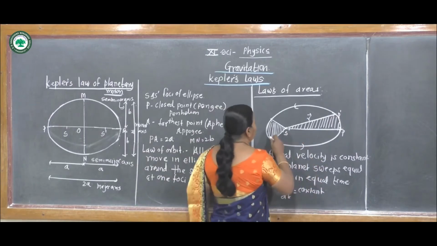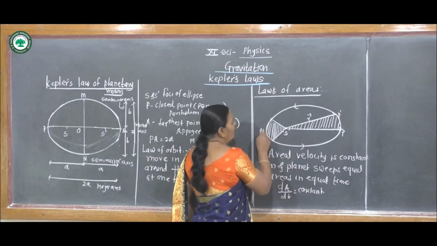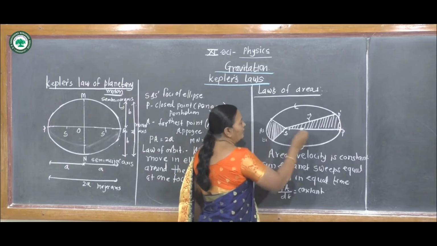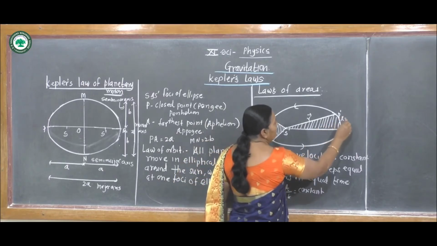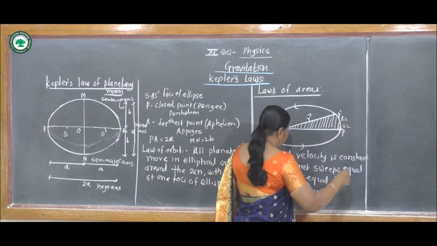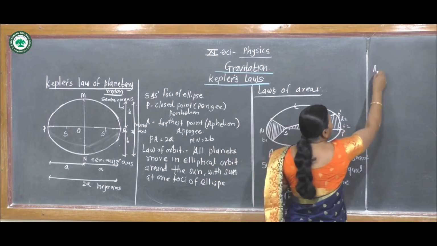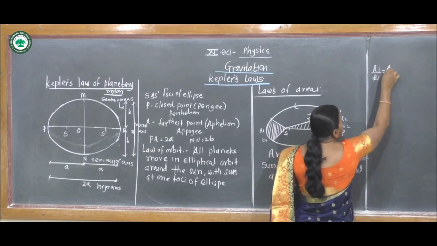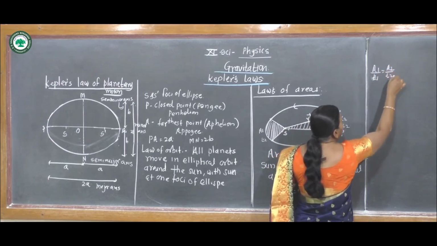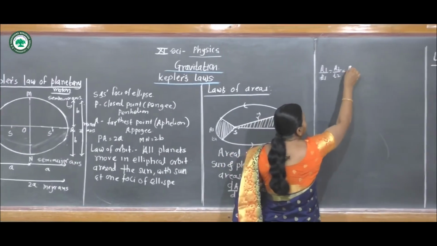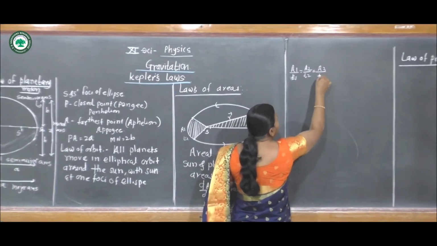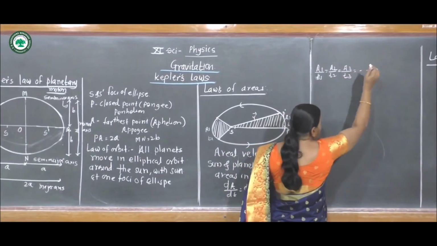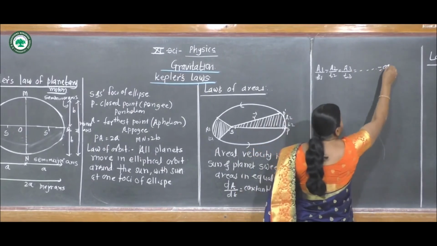Suppose the area here is A1 and the time is t1, and the area here is A2 and the time is t2. Therefore we can write A1 divided by t1 is equal to A2 divided by t2, which is equal to A3 divided by t3, which is equal to a constant.